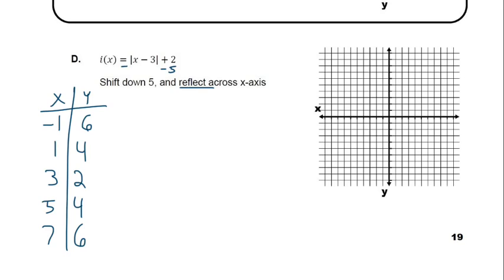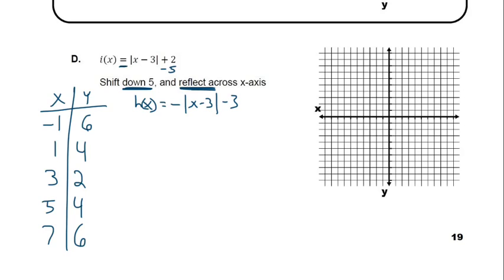So to shift down 5, remember we're going to subtract from the outside. And to reflect across the x-axis, we're going to make the whole thing negative. So if I were to rewrite my new function, I'll call it h of x, equals negative f of x minus 5. But really what we're doing, remember, is all to the y values, because they're both outside.